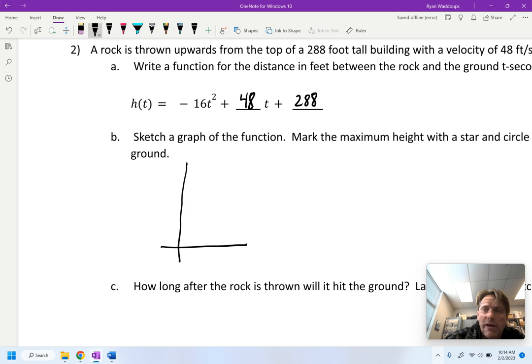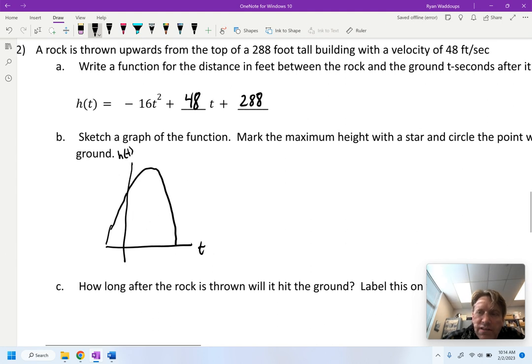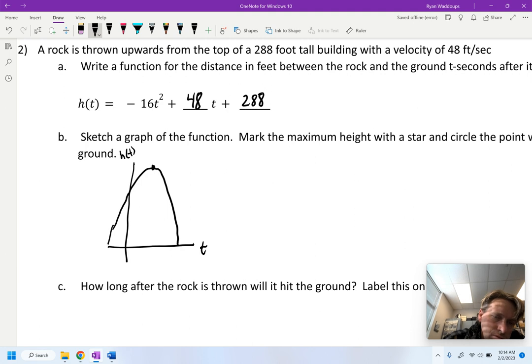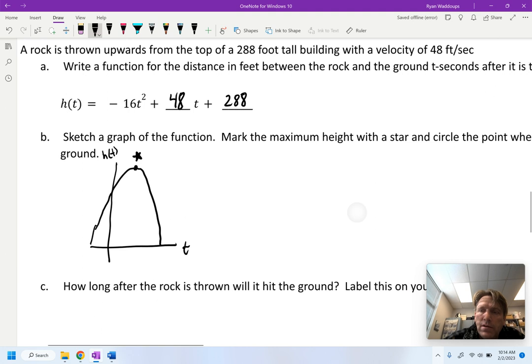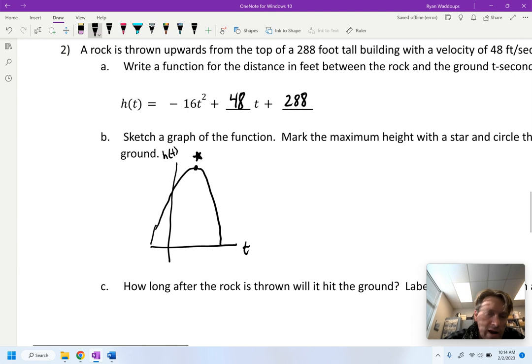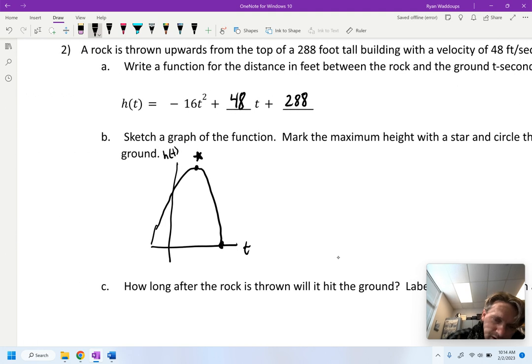This is going to be our height. This is going to be our time. It's going to start up here and go up for a certain distance and come down. And it doesn't matter if it's exactly accurate and represents what we see there. It's just a sketch. So it says mark the maximum height with a star. That's our maximum height. We're just going to put a star up there. And circle the point when it hits the ground. So we're just going to put a point right here and circle that because that's the point when it hits the ground.